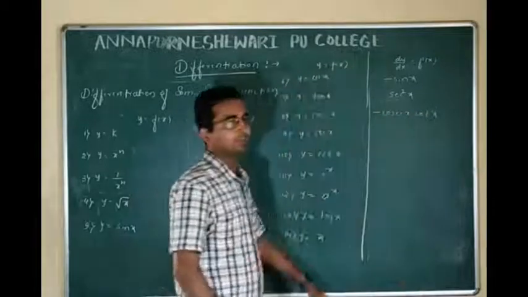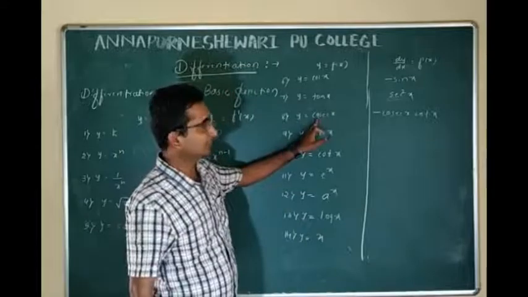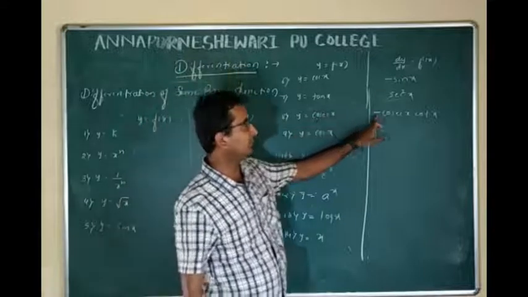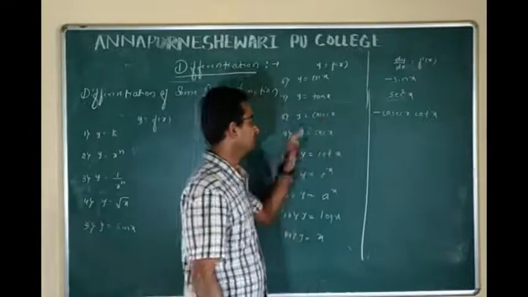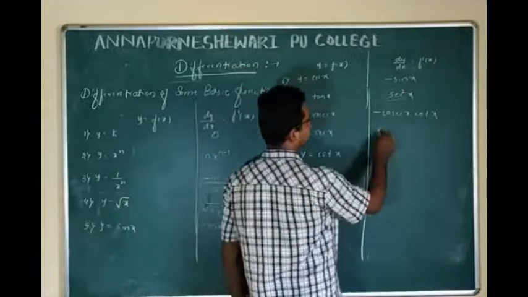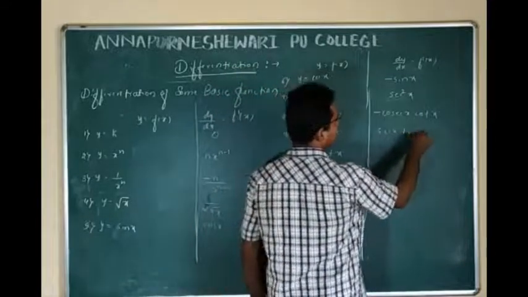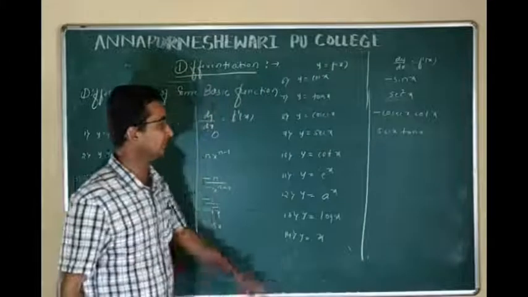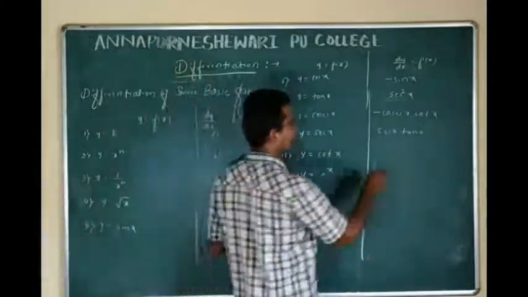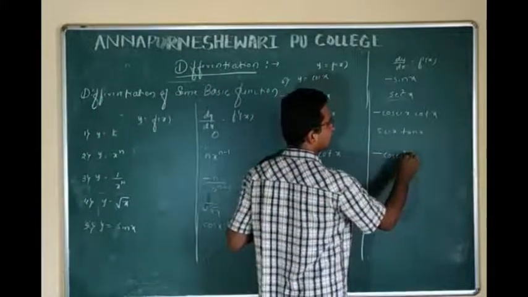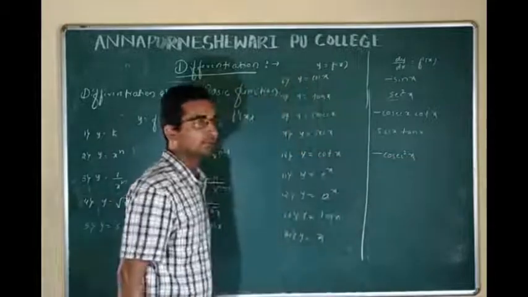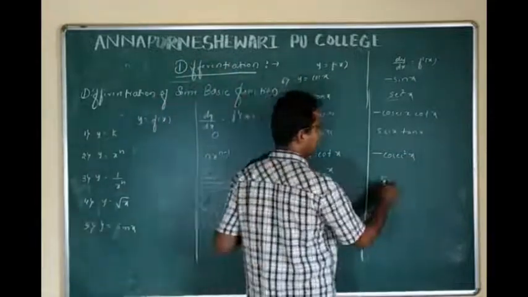So already I told you that for trigonometric functions starting with the letter c, the answer will be in the negative. Next, the differentiation of sec x is what? Sec x into tan x. The differentiation of cot x is what? Minus cosec square x. Then the differentiation of e raised to x is what?